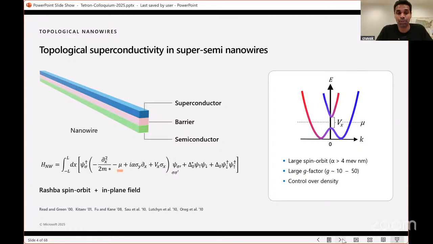Then we want good control over the density, which is, of course, the great property of semiconductors, that you can control the density well, so that we can put the chemical potential in that gap where there's only 2 Fermi points. And when that's the case, if we have a good interface with the superconductor to induce superconductivity uniformly and with the right magnitude, then the type of superconductivity we get is, in fact, topological superconductivity.